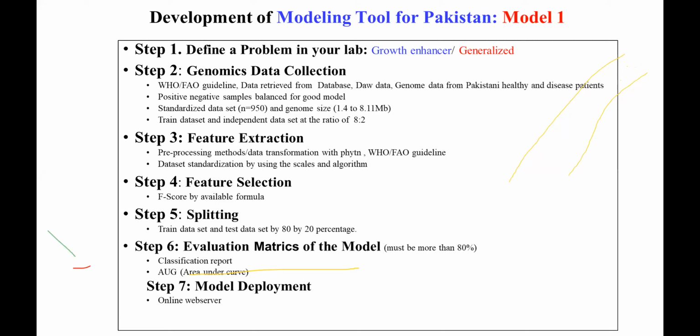Amazing. Thank you so much. In bioinformatics, what group of ML algorithm is more appropriate? Supervised or unsupervised?